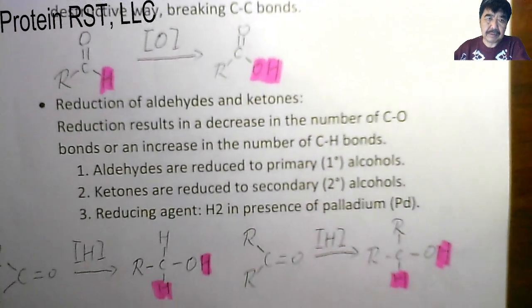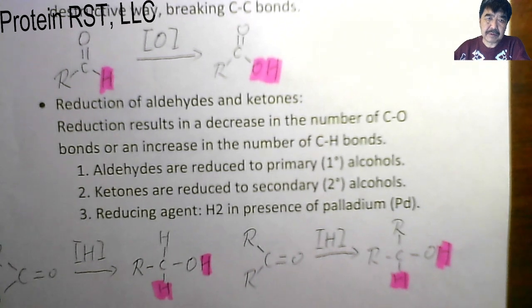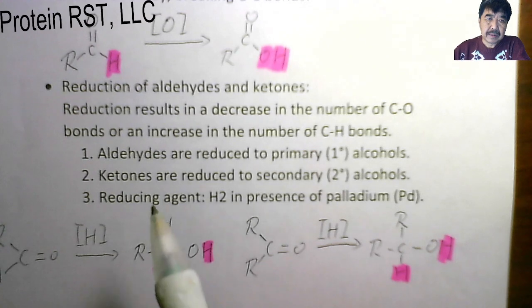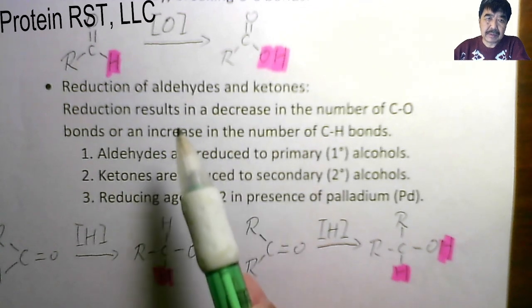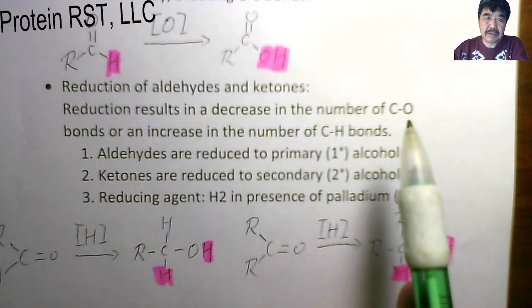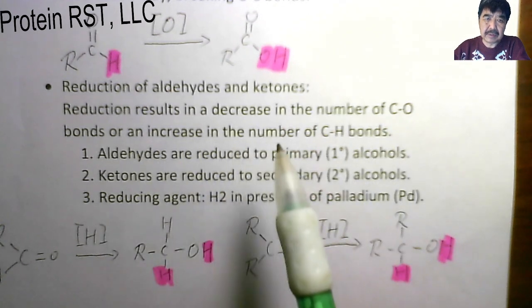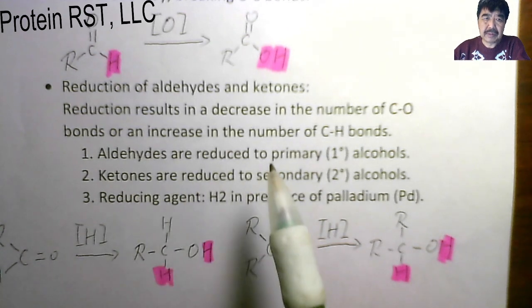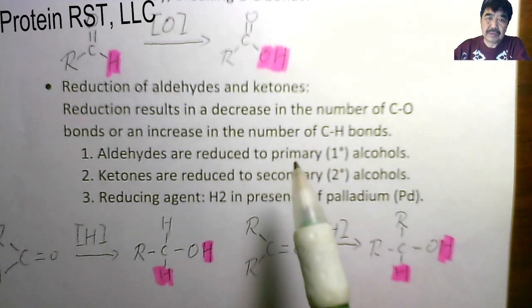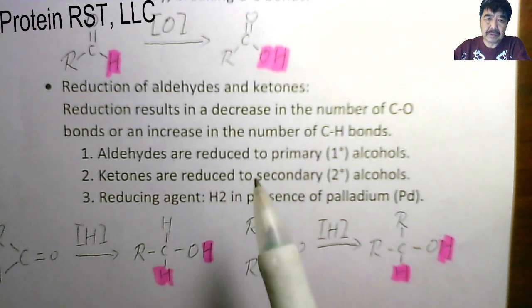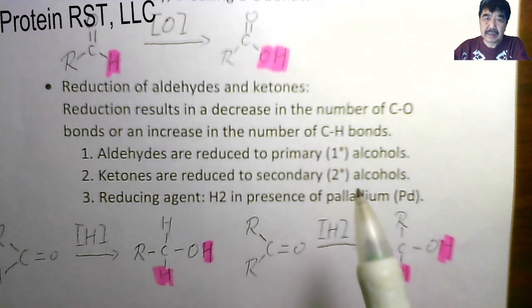Next, let's take a look at reductions. Reduction of aldehydes and ketones. Reduction results in a decrease in the number of C-O bonds and an increase in the number of C-H bonds. Aldehydes are reduced to primary alcohols. Ketones are reduced to secondary alcohols.